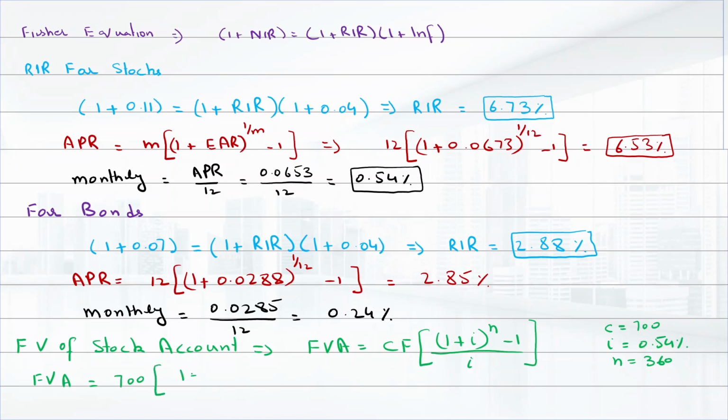So the future value of the annuity is equal to 700 times (1 plus 0.0054 raised to the power 360, minus 1) divided by 0.0054, and that is equal to 779,103.15. So that will be the future value of the stock account.